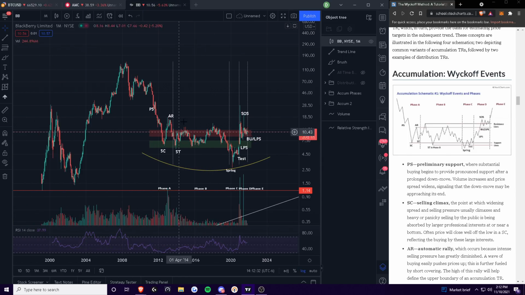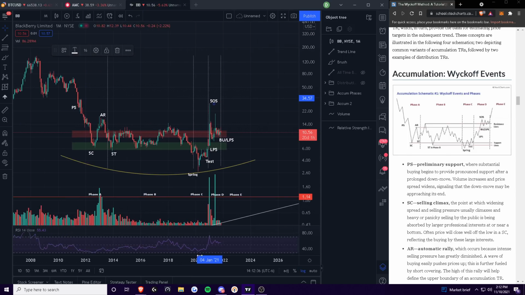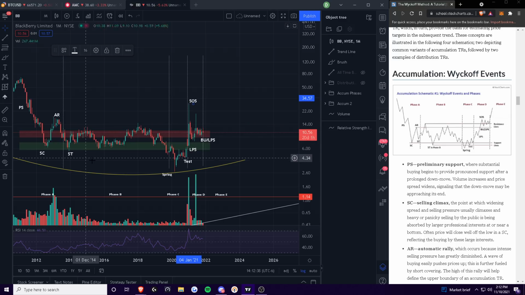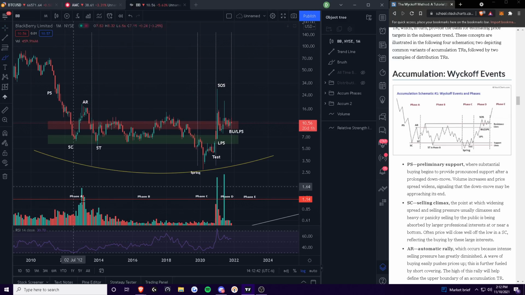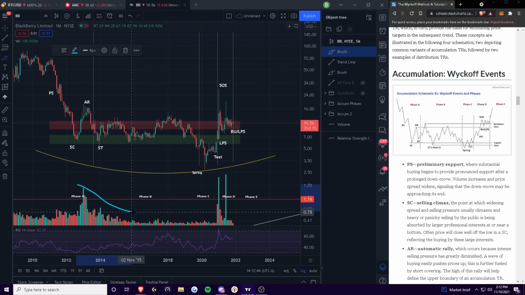Well, I've talked about Blackberry a few times on Twitter. I know mostly I talk about AMC. But to me, what this looks like is 10 years of accumulation. And also notice the volume, right? Volume is just in a steep downtrend as price trends down.